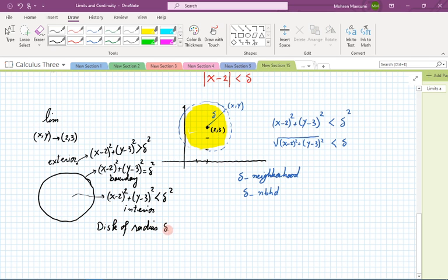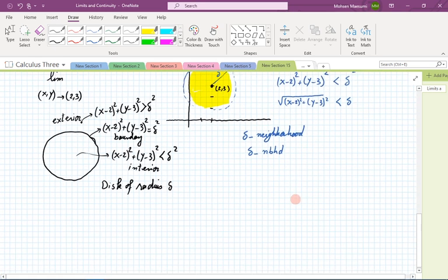And sometimes they use the word ball instead of a disk. A ball makes better sense in 3 dimensions, but sometimes they use the word ball for any kind of dimension. Sometimes they use the word disk for any kind of dimension. You have to be careful in the context what is meant.